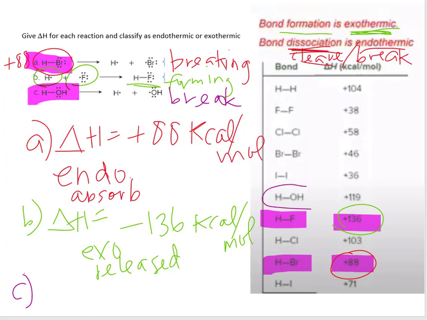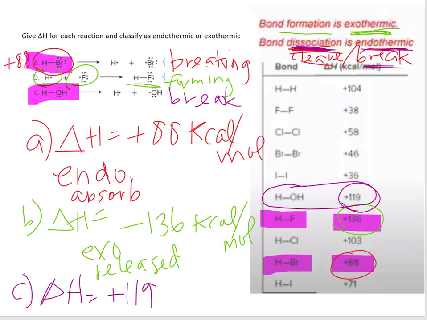So I'm going to find HOH right here. And yes, we are disassociating it. We are breaking it. It is endothermic. And so we keep that positive. Delta H, positive 119 kilocalories per mole. It is endothermic. And that energy is being absorbed.